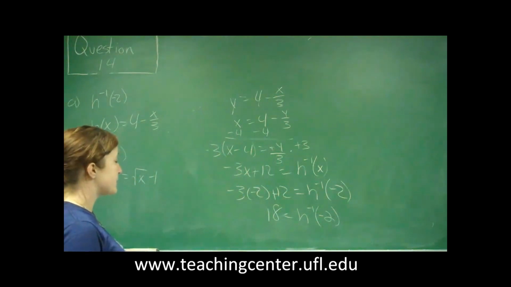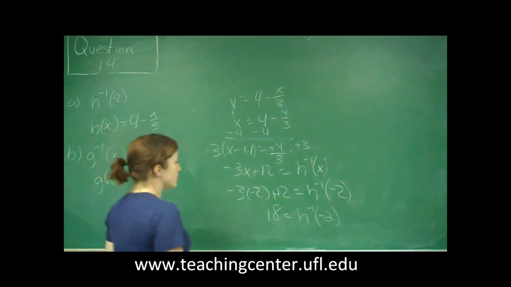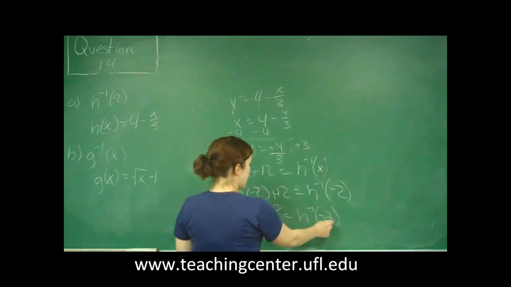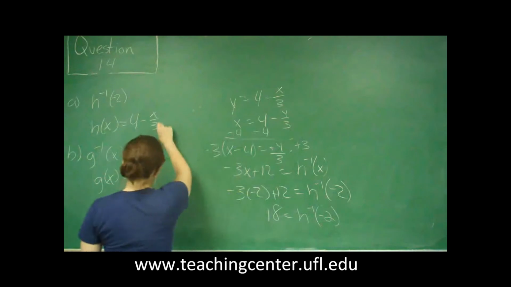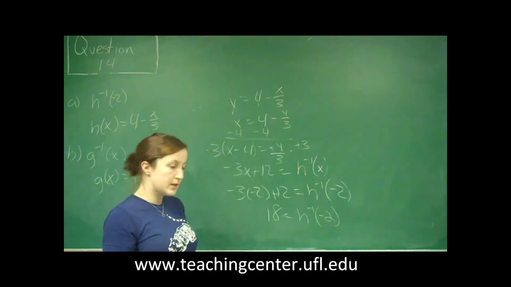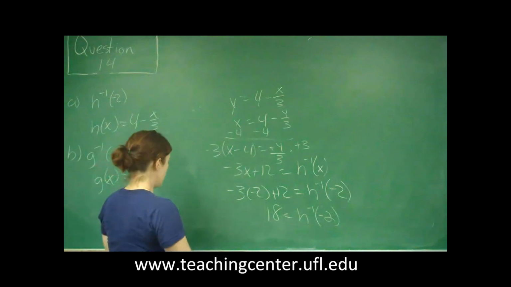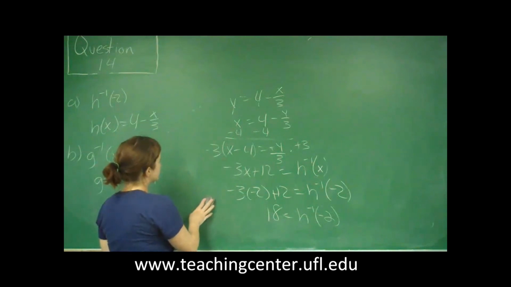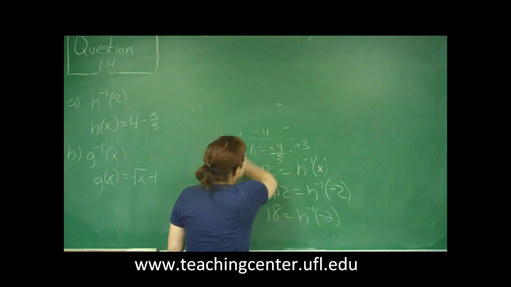Another way that you can solve this or even check is, since you know that this is the inverse, what you could have done is set your original function equal to negative 2 and solved for whatever x value that would have been. That would have been your answer, your y value in your inverse. So that's part A.